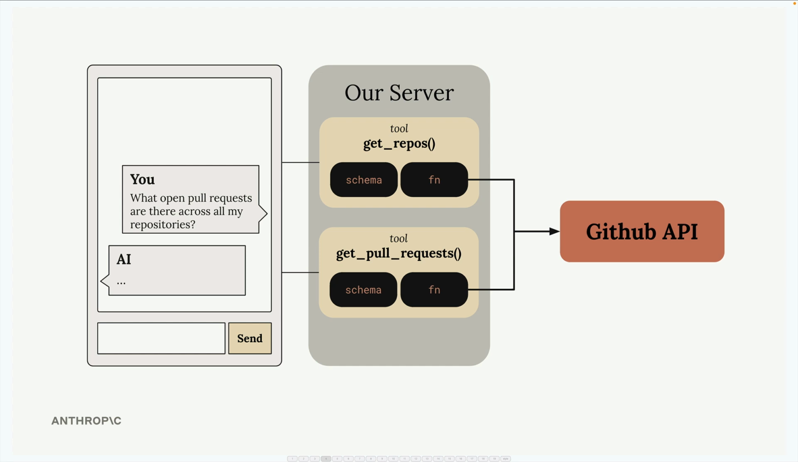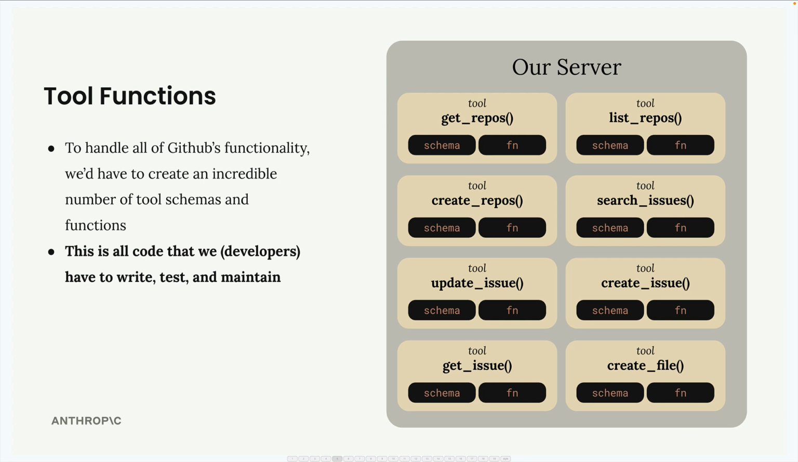Now, one thing I want to mention really quickly is that GitHub has a tremendous amount of functionality. There are repositories, pull requests, issues, projects, and tons of other things. So to have a complete GitHub chatbot, we would really have to author a tremendous number of tools. If we wanted to build that sample app, we would be on the hook for authoring all these schemas and all these functions. And this is all code that you and I, as developers, would have to write, test, and maintain. That's a lot of effort, a lot of burden being placed on us.